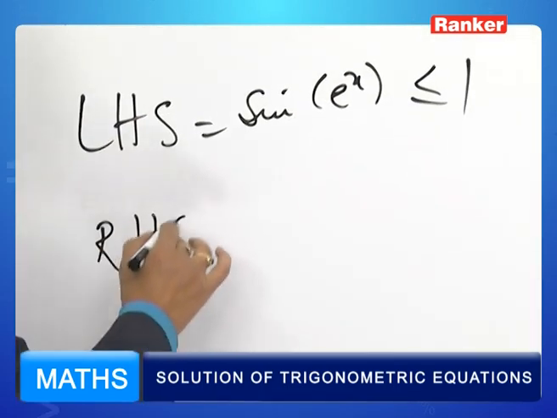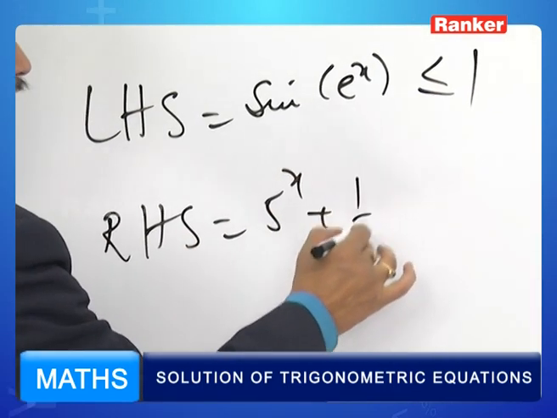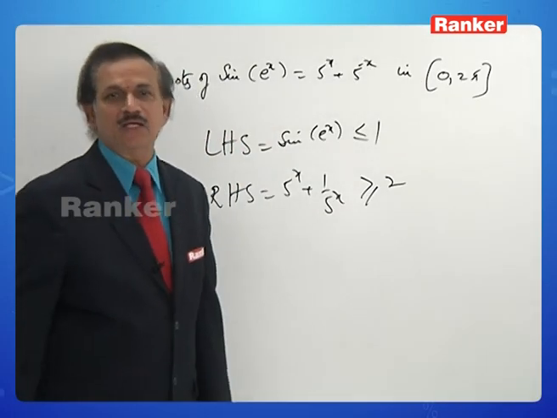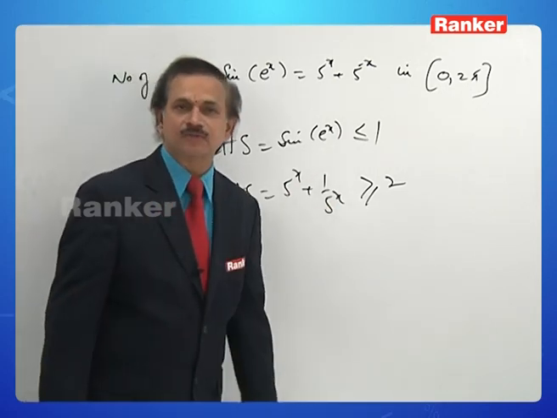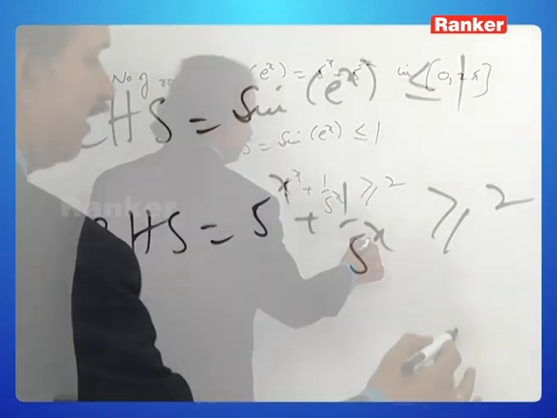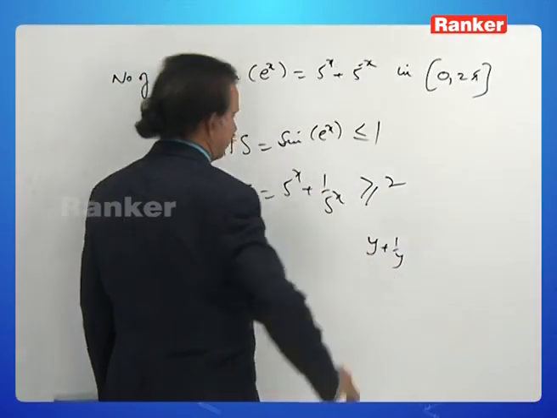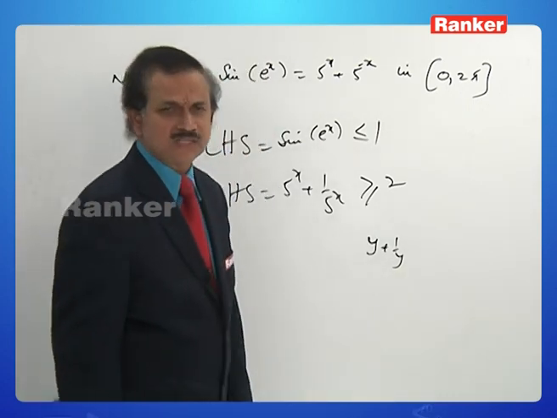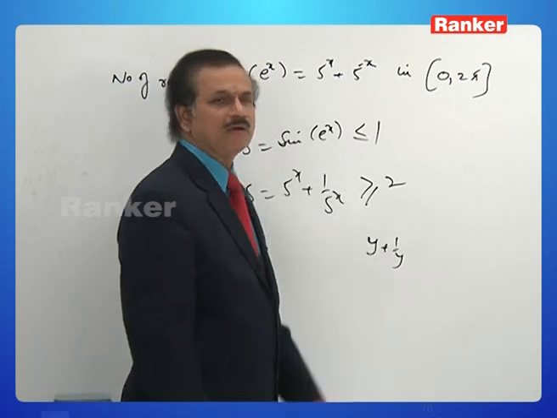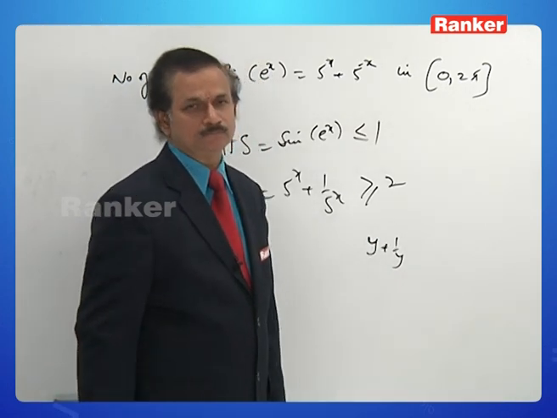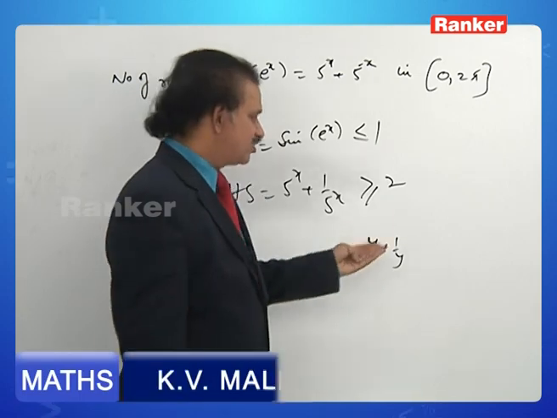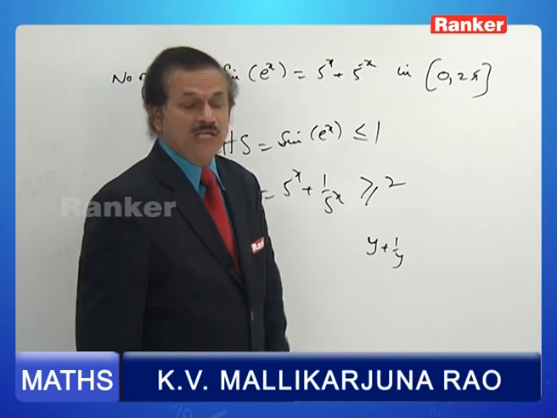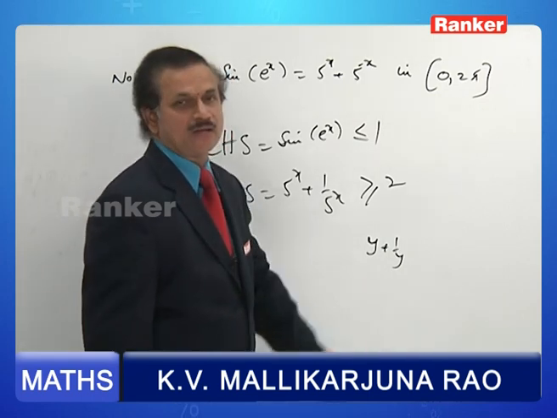RHS is 5 power x plus 1 by 5 power x, always greater than or equal to 2. Why should it be greater than or equal to 2? This looks like y plus 1 by y, where y is of course 5 power x. And from the knowledge of maxima, minima, or functions, you know that y plus 1 by y can never lie between minus 2 and 2. If y is positive, it is always greater than or equal to 2. If y is negative, it will always be less than or equal to minus 2.